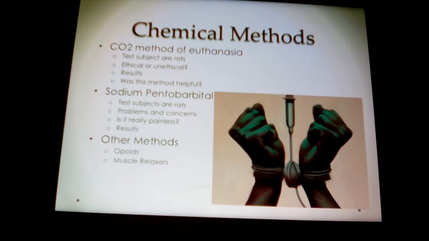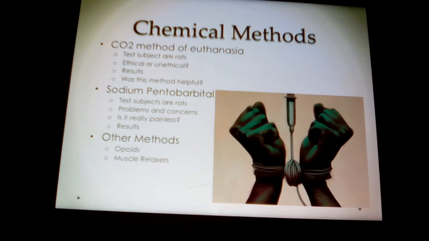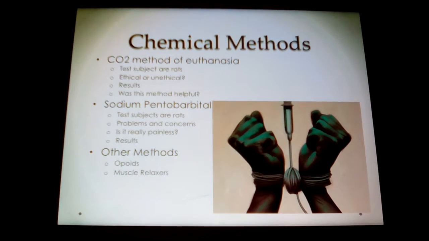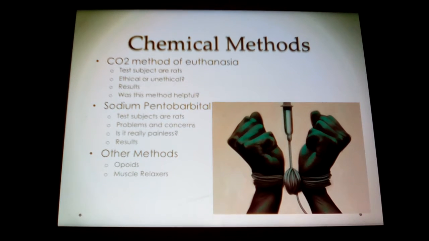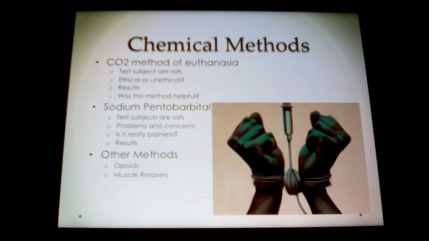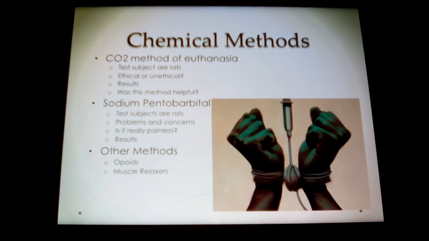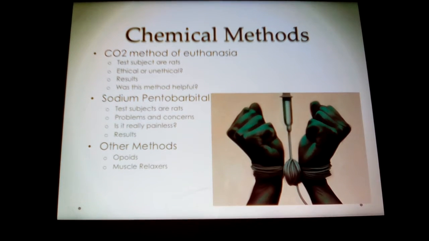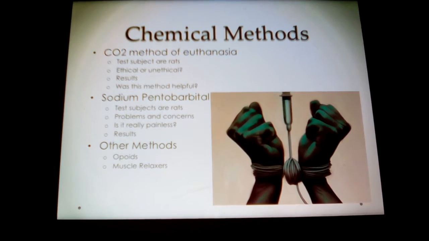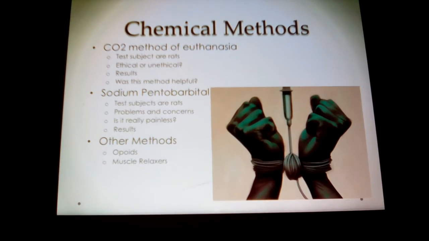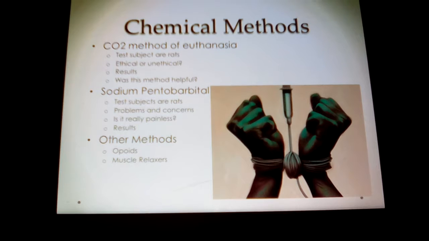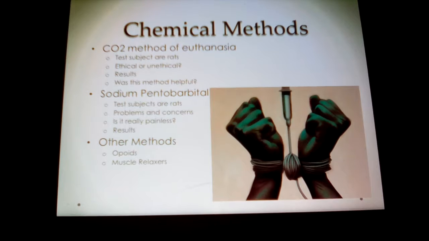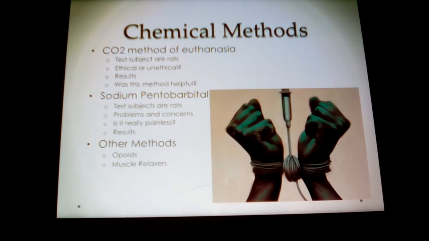The first chemical method that I have researched and would like to touch upon is the CO2 method of euthanasia. Here the CO2 method is done on rats, and we have a problem with going over euthanasia with rats, whether it's ethical or unethical. The problem with the results is that the use of the gradual fill method in the CO2 was found that high volumes in rats may be unethical to use for assisted suicide.